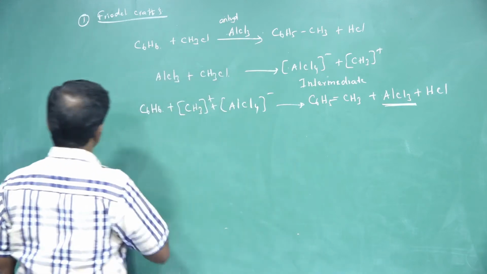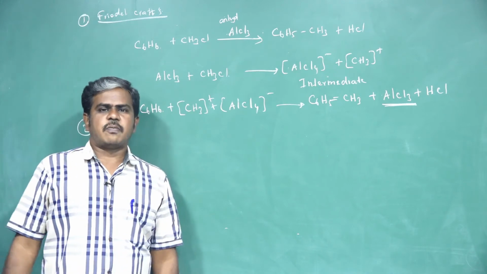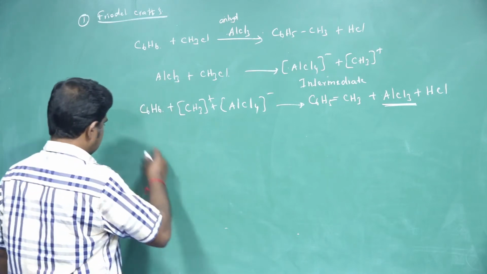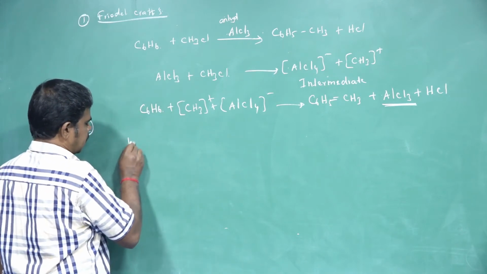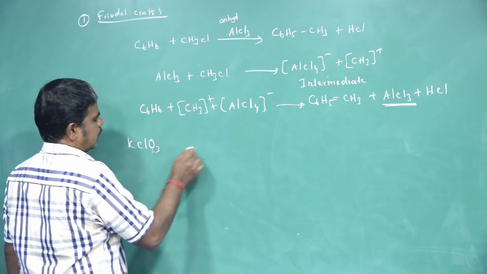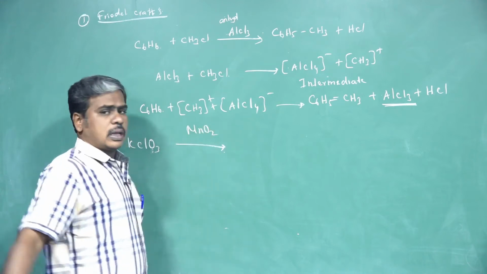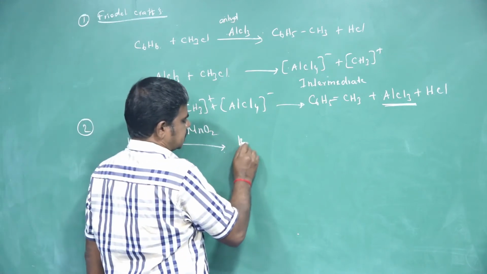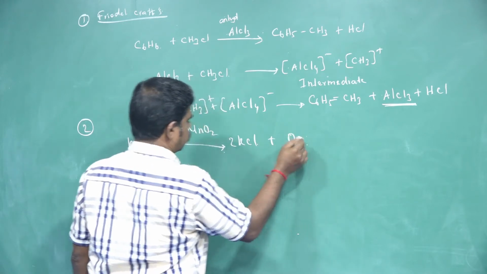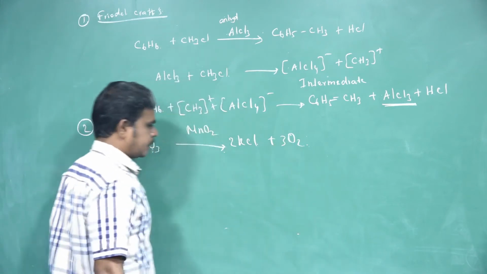Then we are taking the second example: decomposition of potassium chlorate in presence of MnO2. We are taking potassium chlorate. Here the overall reaction: KClO3 in presence of MnO2 forms KCl and O2. So 2KClO3 gives 2KCl and 3O2.